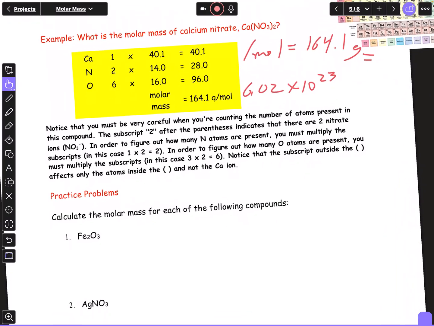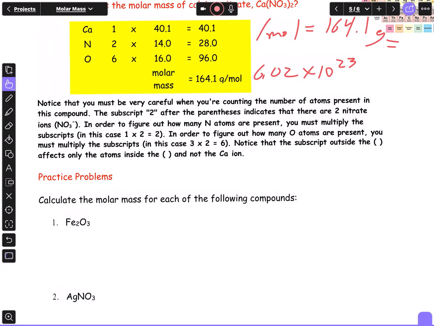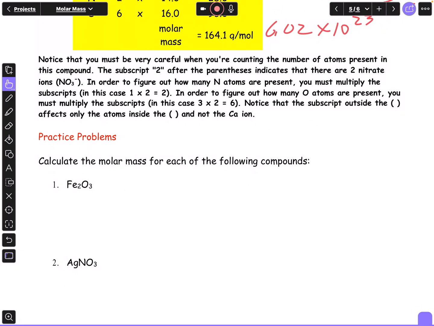compound. Subscript 2 after the parentheses indicates that there are 2 nitrate ions. In order to figure out how many nitrates are present, you must multiply the subscripts. In this case, 1 times 2 equals 2. In order to figure out how many oxygen atoms are present, you must multiply the subscripts 3 times 2. Notice that the subscript outside the parentheses affects only the atoms on the inside. So that's just a reminder for you about counting the number of atoms. So let's look at some practice problems.